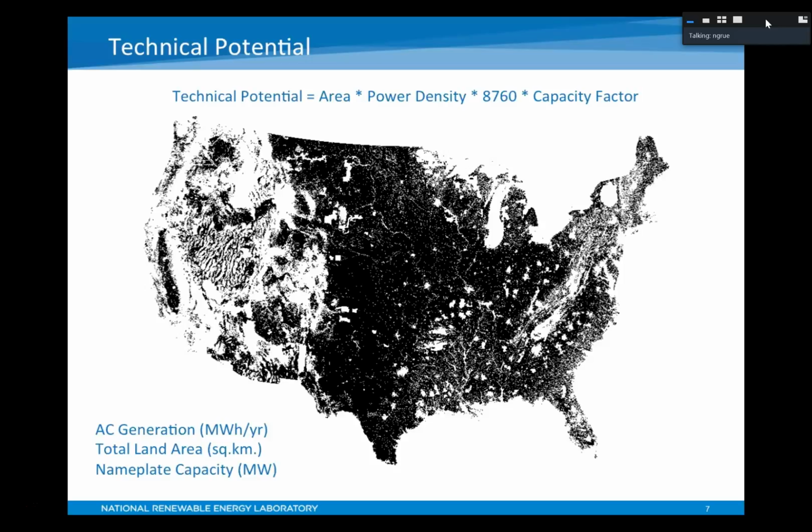and then figures out how much generation you could expect for a given area. When you run tech potential, you take the remaining area times the power density of whichever technology you're interested in, times the number of hours in the year, and then the capacity factor for that particular piece of land. You get back the AC generation, total land area, and the nameplate capacity for that particular piece of land.